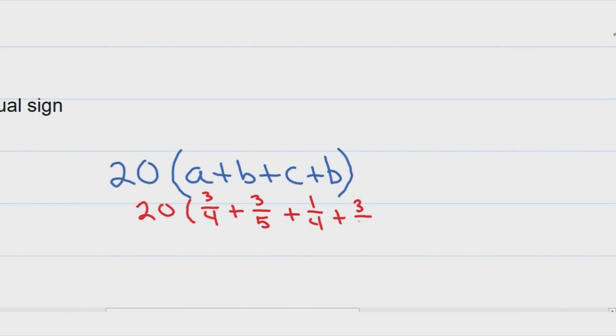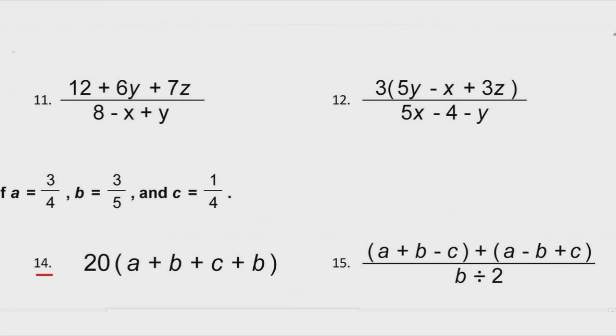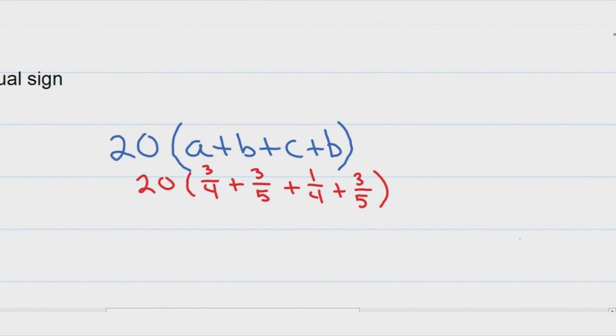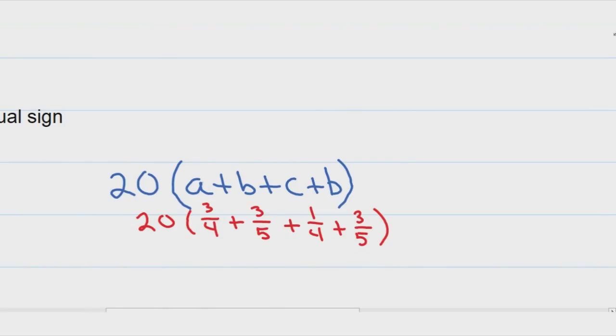So I substitute in 3/5. So our problem looks like this. And again, I got the numbers up here. A equals 3/4, B equals 3/5, and C equals 1/4. So we're back down here looking at the problem, and I already substituted all the numbers in for the variables.